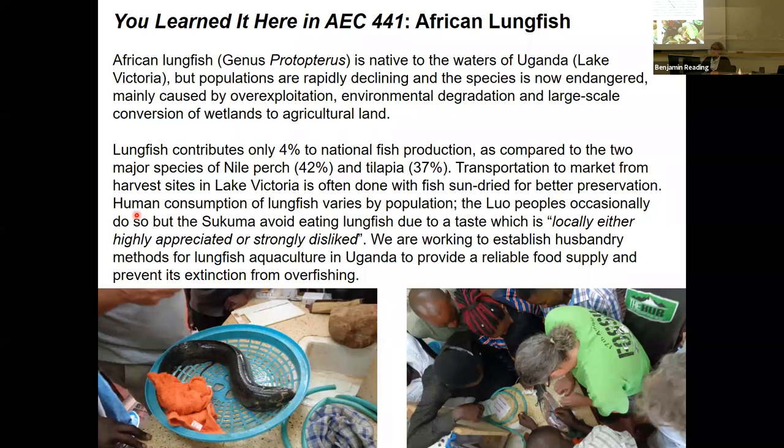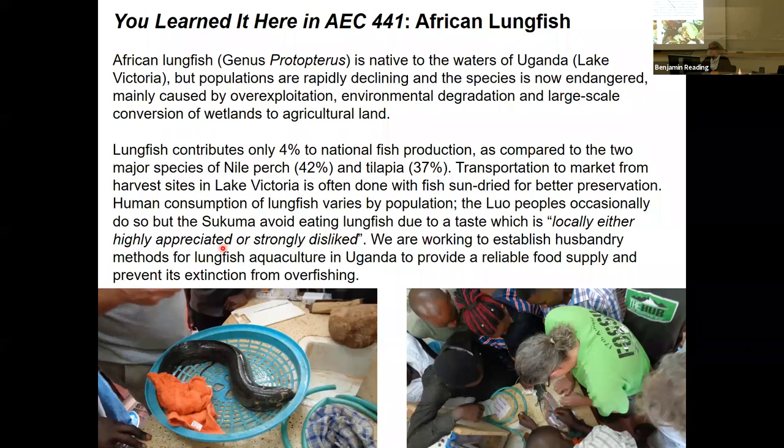So the Luo people occasionally eat the lungfish. But the Sukuma avoid eating the lungfish because, quote unquote, the taste is considered locally either highly appreciated or strongly disliked. So what that means is, well, taste, it's okay. That sort of means that you either like it or you don't. And so it must have a very strong flavor profile.